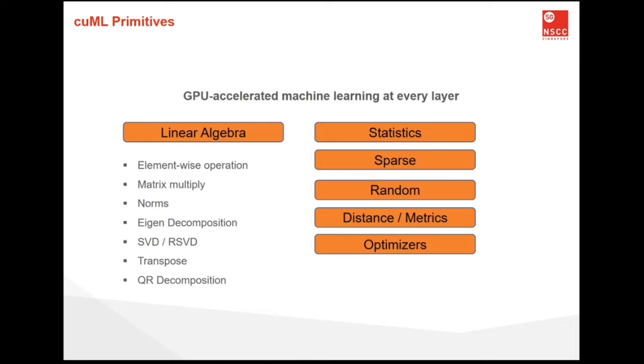Let's talk a little bit more about primitives. There's a combination of linear algebra, sparse, random, statistics, distance, matrix, solvers, decomposition, and NVIDIA is continuing to build more primitives as they add more machine learning libraries. It is important to build more primitives to make it easier for algorithms to be created and used.